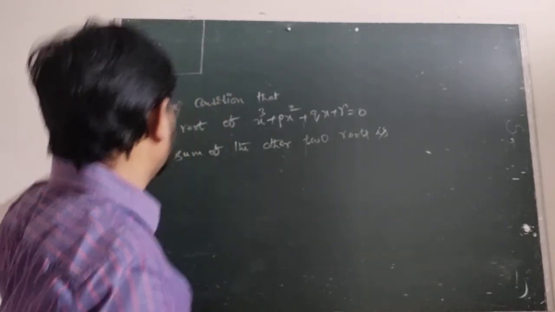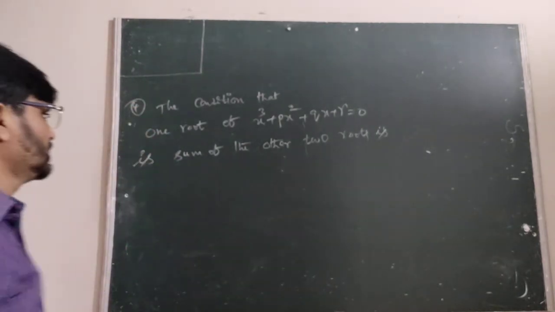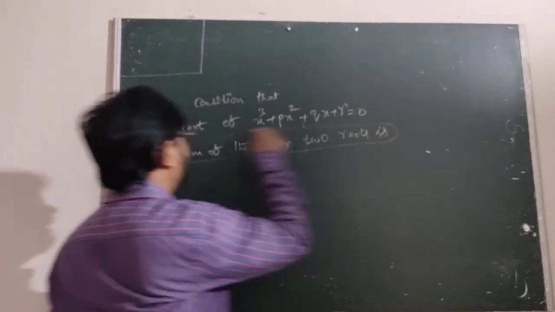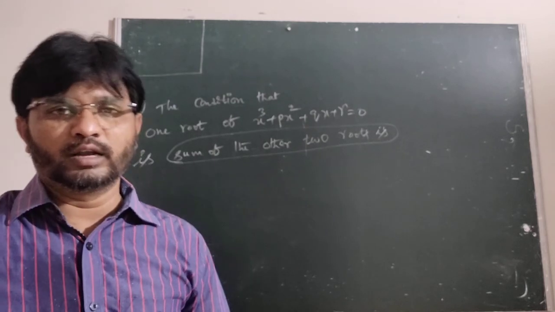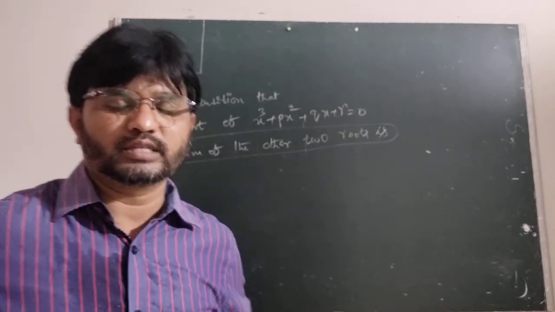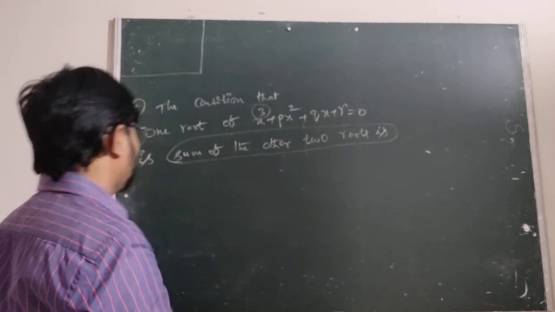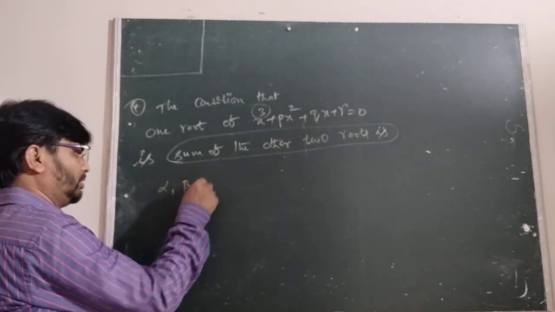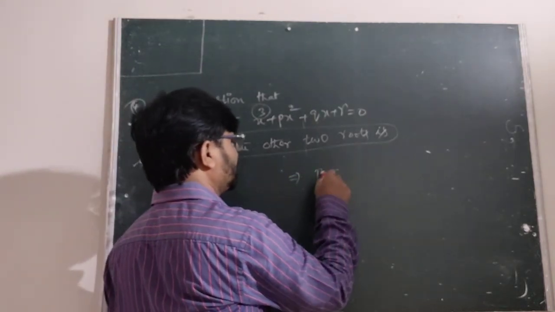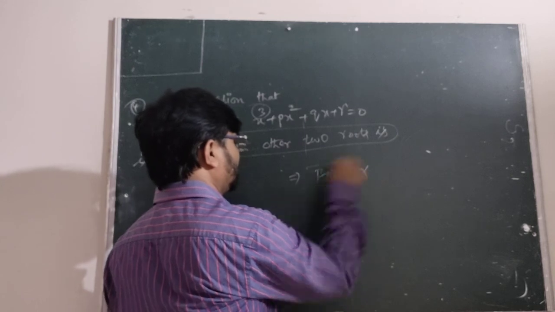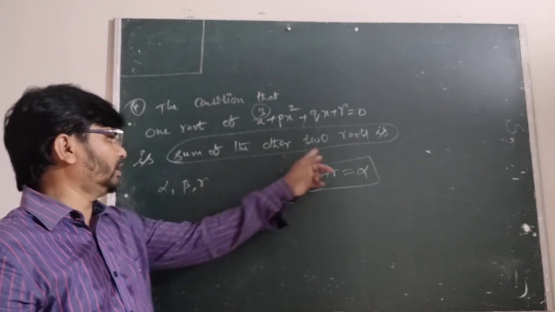Now we are going to the next one. Question number 4: the condition that one root is the sum of the other roots. One of the roots of the given equation is equal to the sum of the other two roots. Here the given equation is of degree 3. It has three roots, alpha, beta, gamma. Therefore one root, alpha, is the sum of the other two roots.